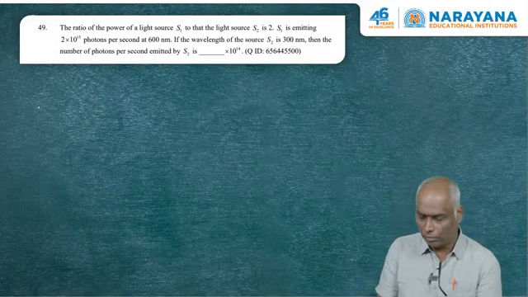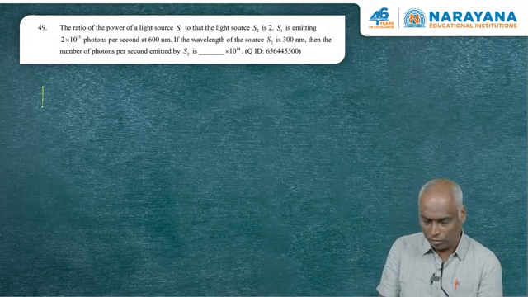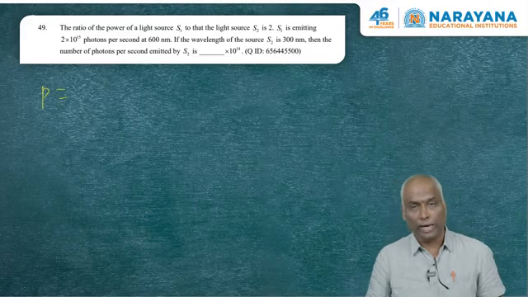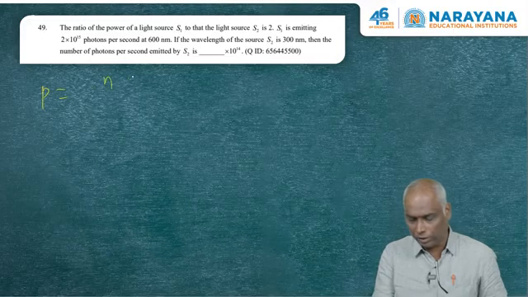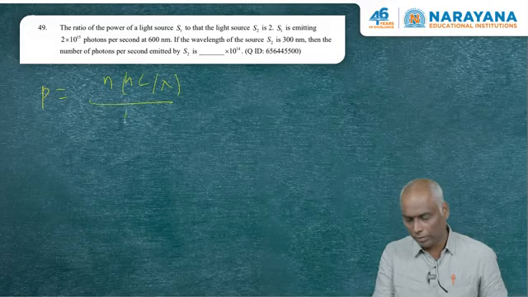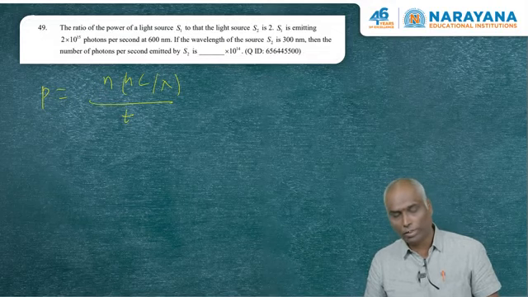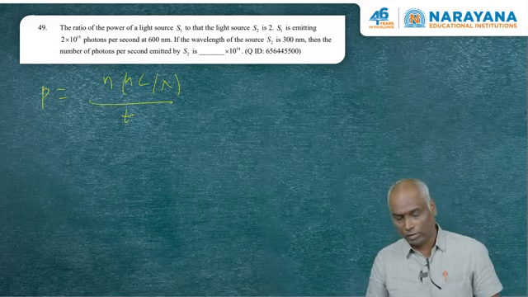So the ratio of powers is given. We know that power is nothing but the total energy emitted per unit time. If I imagine that the wavelength of the light used is lambda, and it is emitting N photons in t seconds, then P becomes equal to N into the energy of each photon, which is hc divided by lambda, whole divided by the time t. N is the number of photons emitted in t seconds. In this question, h and c are constants. The number of photons per unit time and wavelength are different.